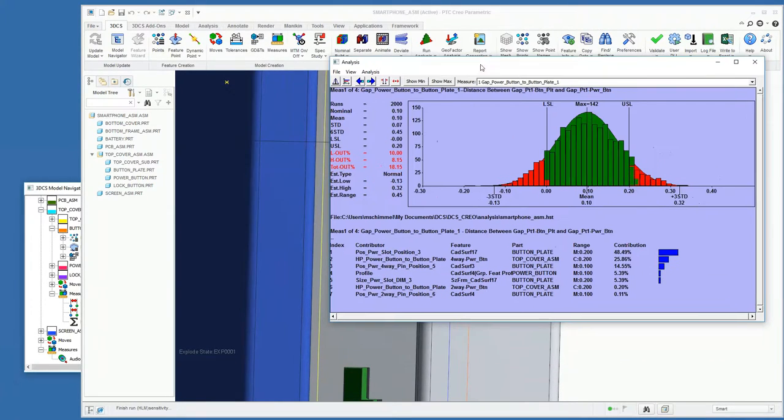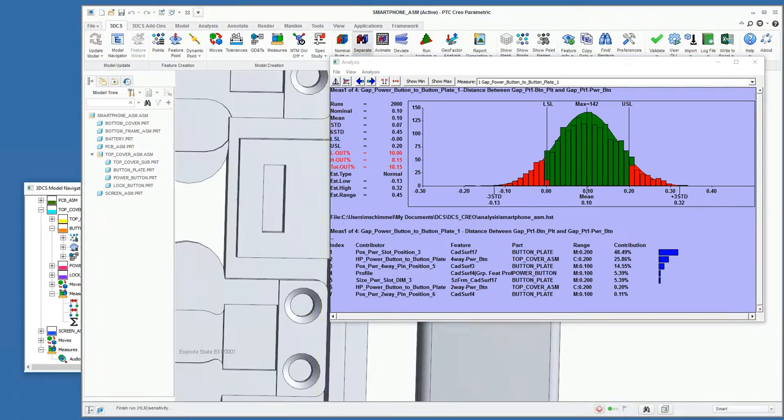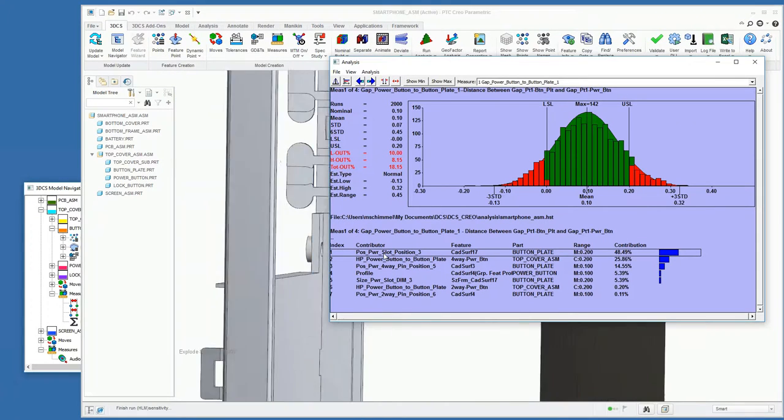The lower half of the simulation results is your sensitivity. These are the sources of variation to this measurement. The software calculates these by varying each feature individually according to its range and distribution, measuring how much those individual changes affect the variation of this particular measurement, and then comparing each of those individual changes to one another to get this relative contribution.